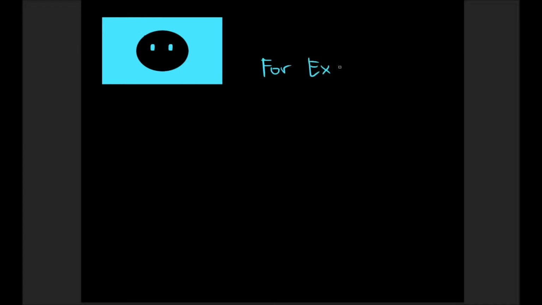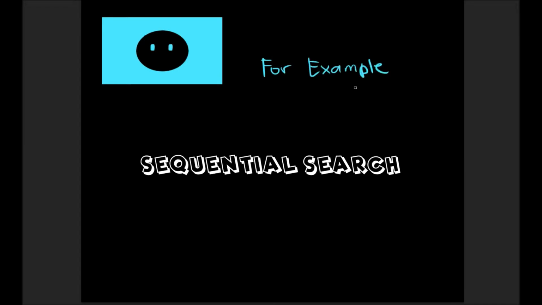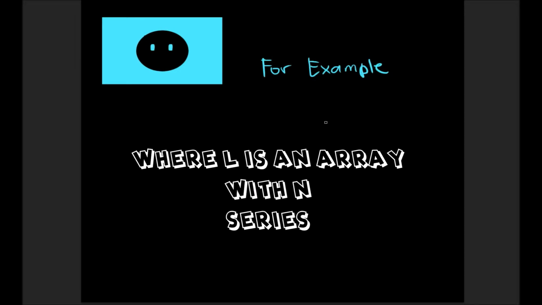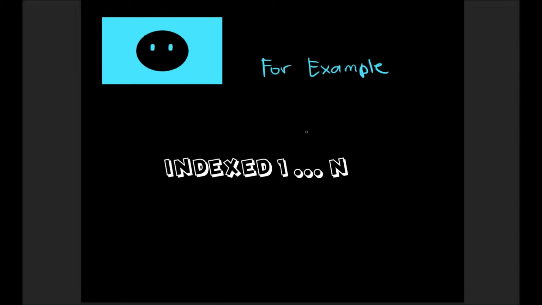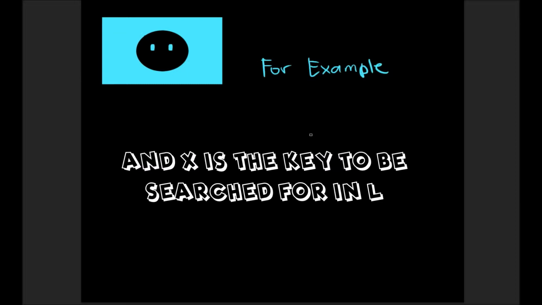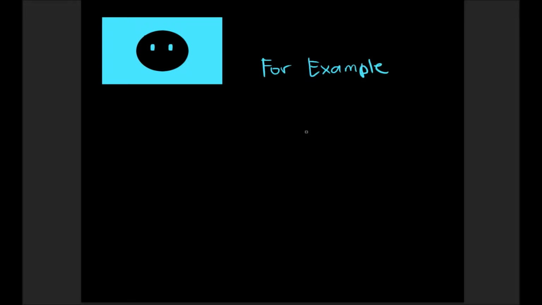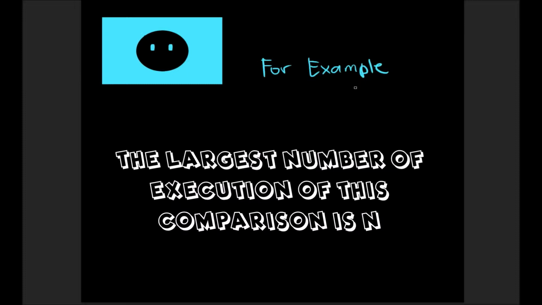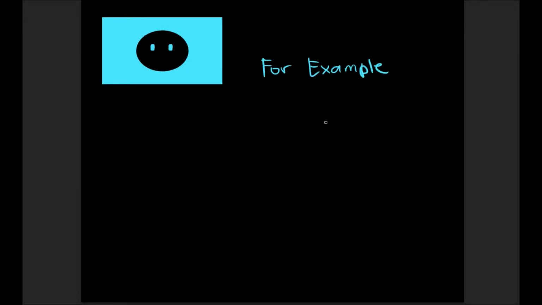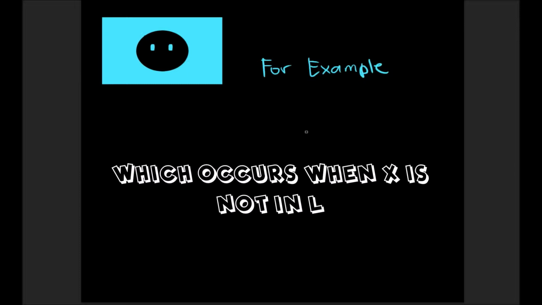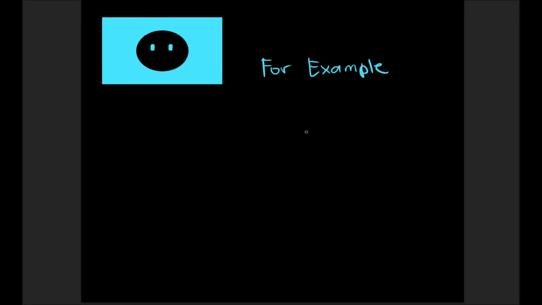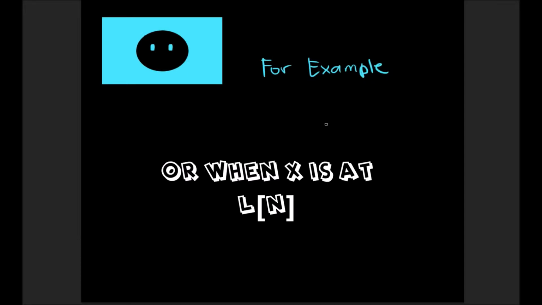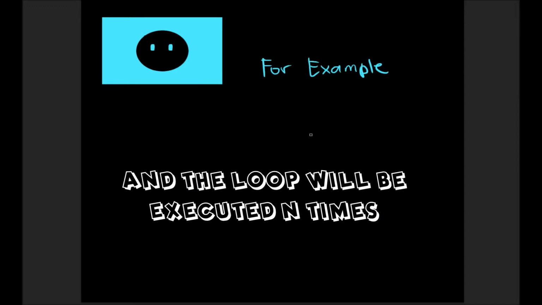For example, take an algorithm for sequential search, where L is an array with n entries, indexed 1 to n, and x is the key to be searched for in L. The largest number of executions of this comparison is n, which occurs when x is not in L or when x is at L[n], and the loop is executed n times.